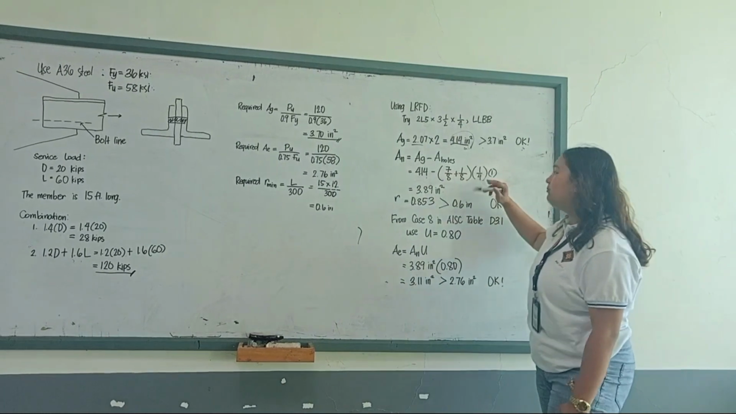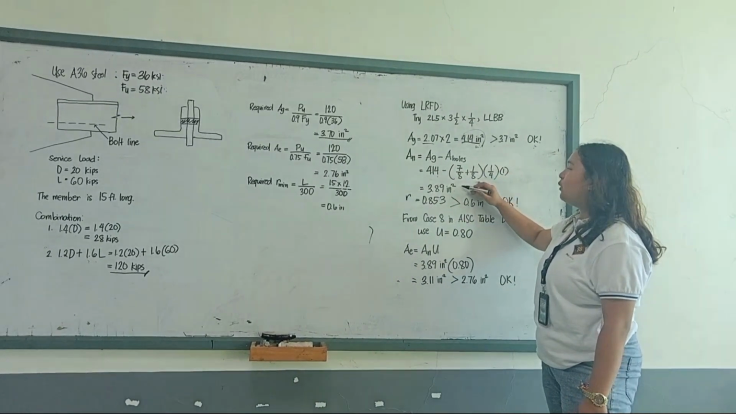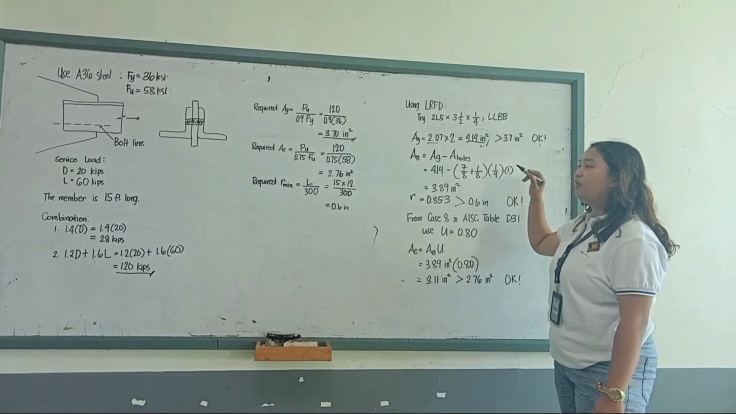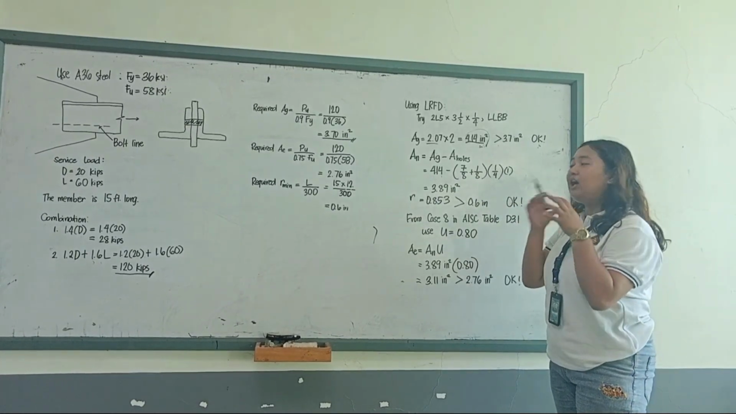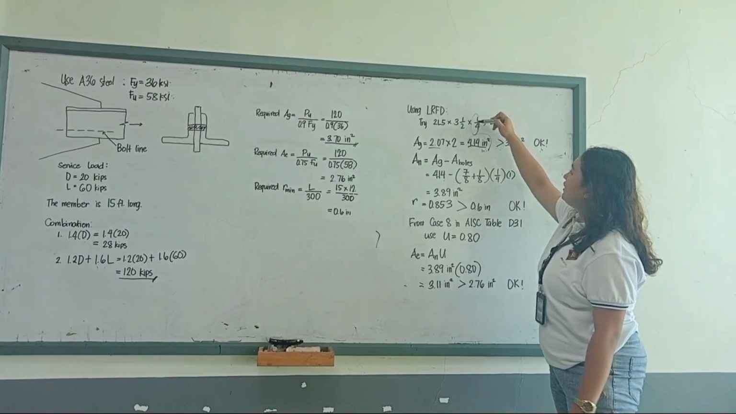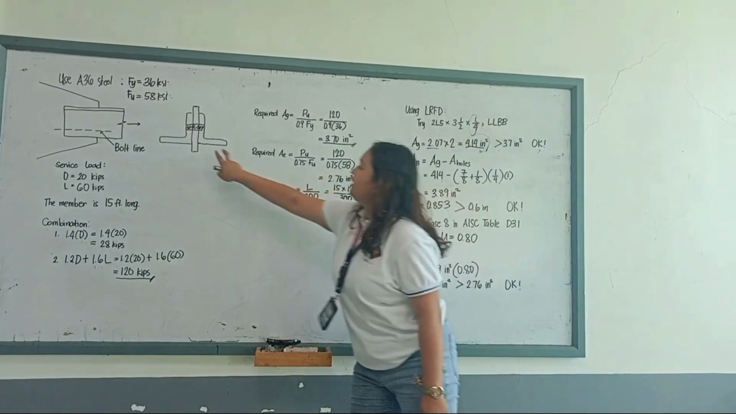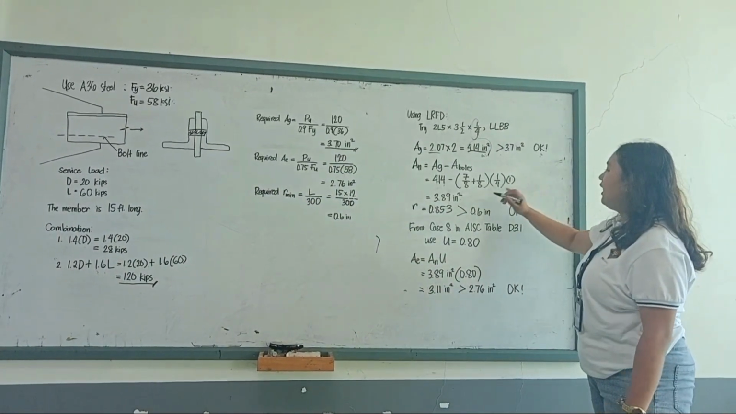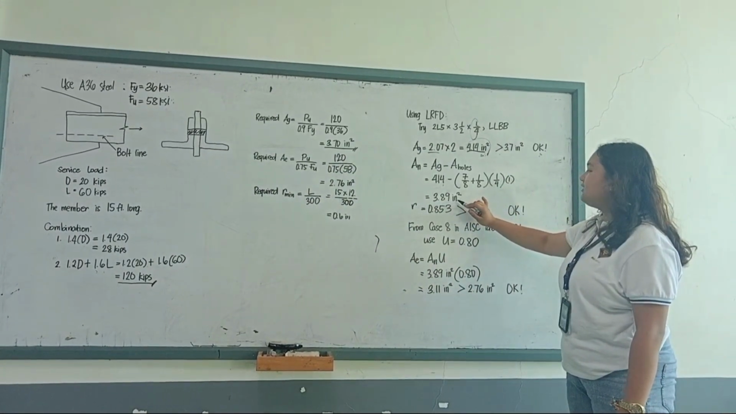The problem mentions that the diameter of the hole is 7/8, plus 1/8 allowance for the bolt, times 1/4, considering this as the thickness of the member. That is why the answer is 3.89 square inch.